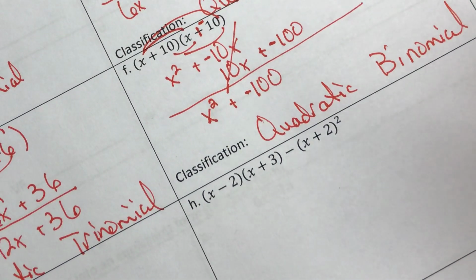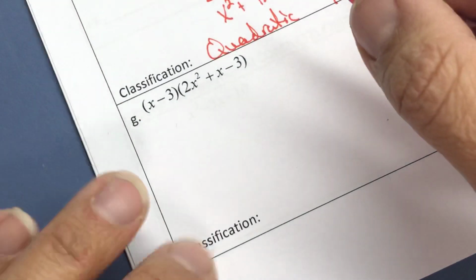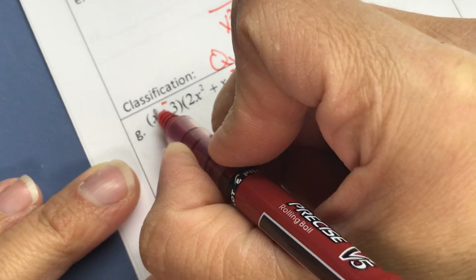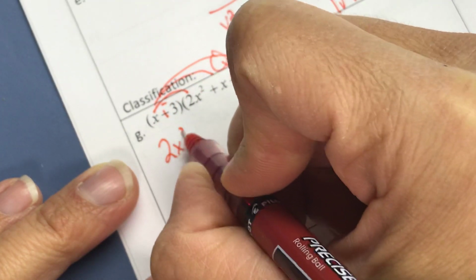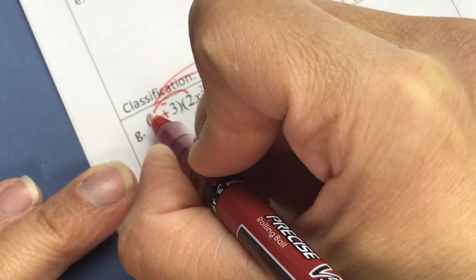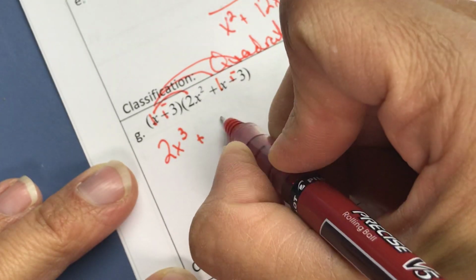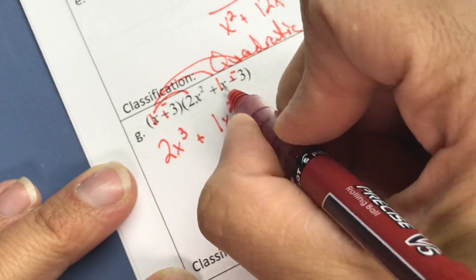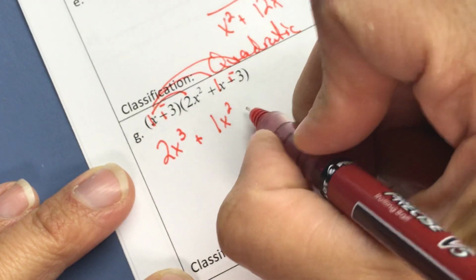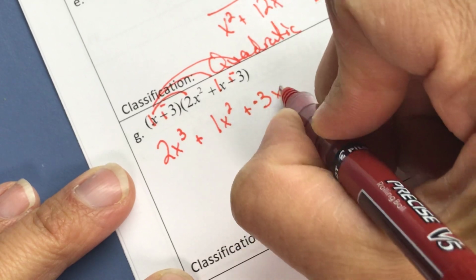All right, G, another neighbors meets neighbors problem. So first, just adding the opposite. And I'll have x go visit everyone first. So that's going to give me 2x cubed. If you want some numbers here, you could put some 1s. And then when 1x meets 1x, that would give me 1x squared. Remember, we're multiplying, not adding. And 1x meets negative 3, and that's negative 3x.